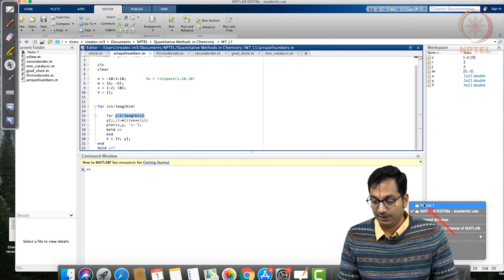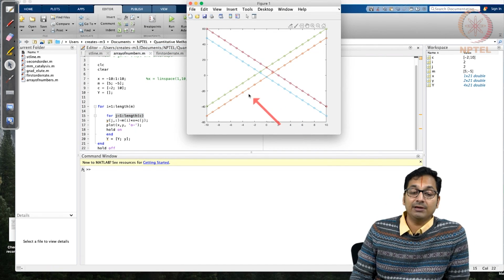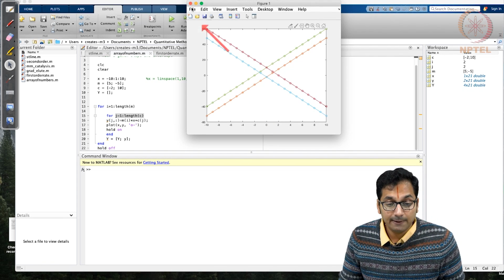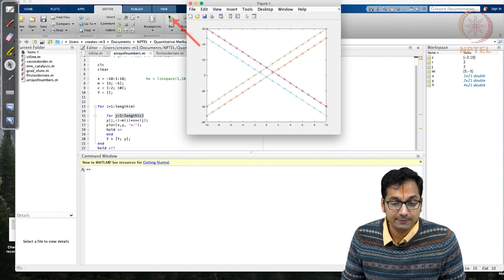It also ends up plotting the figure for you. So what has happened here? It has plotted, of course, with different colors. We have not defined what each color is. Let us actually close this and restart this.